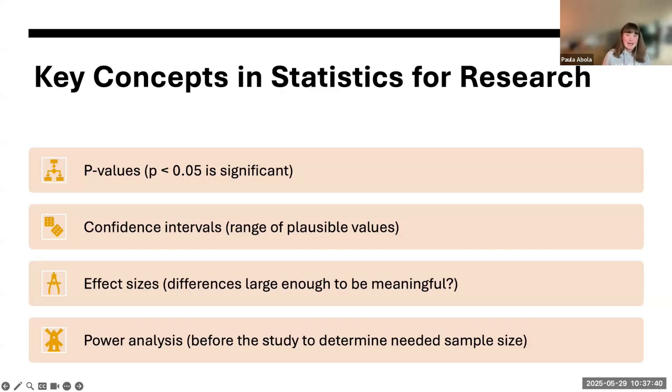And lastly, we have power analysis. So this might seem like not a big deal, but it is. And it's important that we talk about this before we conduct a study. So power is the probability that your study will detect a true effect if a true effect actually exists. And usually researchers aim for 80% power, meaning that you have an 80% chance of correctly rejecting the null hypothesis if the alternative is true.